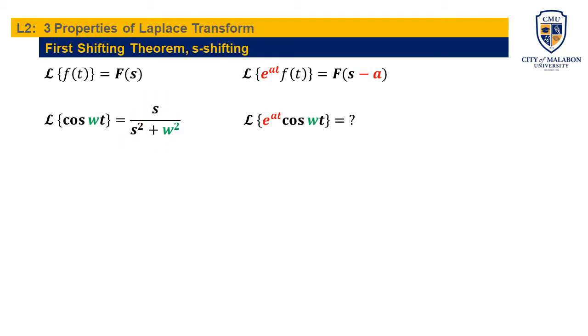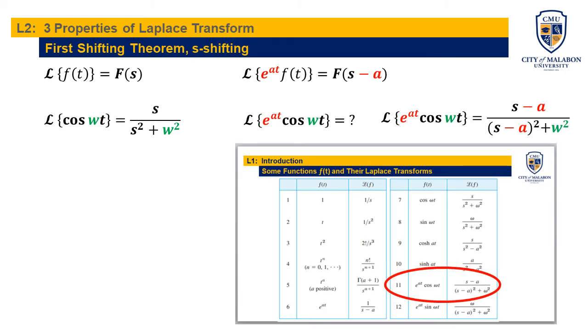So, we now know that the Laplace transform of cosine omega t is this one. Therefore, ang sinasabi sa first shifting theorem is that papalitan daw natin, solve natin yung Laplace transform, and then papalitan natin yung S ng S minus A. So, in this case, ang makukuha natin is the Laplace transform of e to the at cosine omega t is equal to S minus A all over quantity S minus A squared plus omega squared, which is parehas dito sa first presentation natin sa lesson number 1.